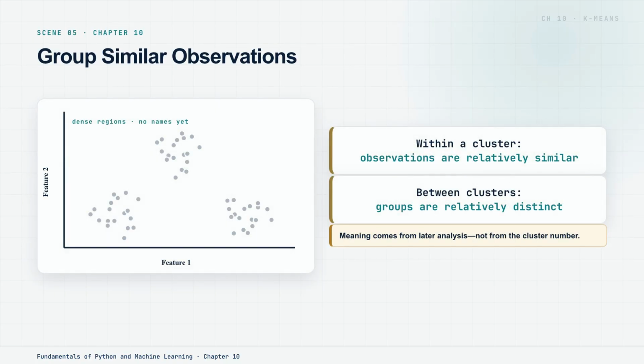Clustering organizes observations into groups based on similarity. A good clustering result typically places similar observations in the same cluster and separates observations that are less similar. The algorithm does not initially know what the groups represent. After clustering, we may examine the feature values, cluster centers, and distribution of observations to assign an interpretation. For example, one cluster may contain customers with similar purchasing behavior, while another contains people with similar body measurements. The meaning comes from analysis, not from the cluster number itself.